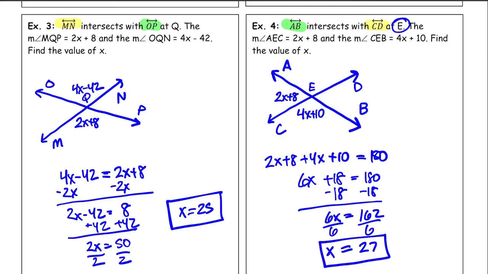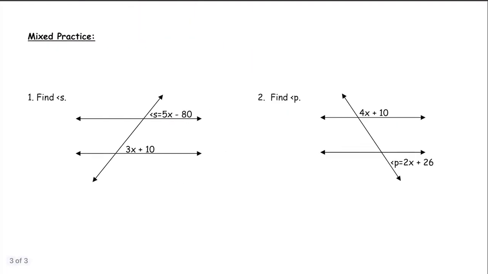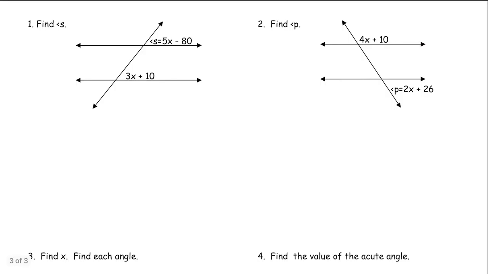All right, let's do some mixed review here. First, we'll review two parallel lines cut by a transversal. So in the first review problem, it says find angle S, and I'm given this angle here, which is angle S, it's 5x minus 80.